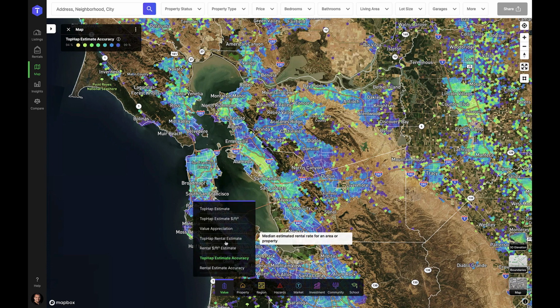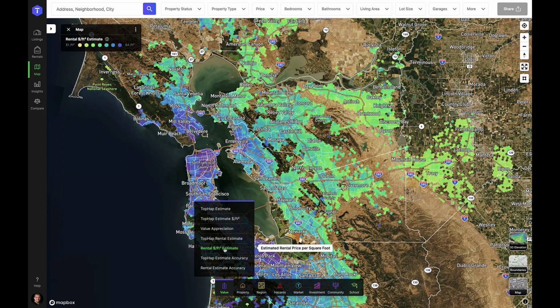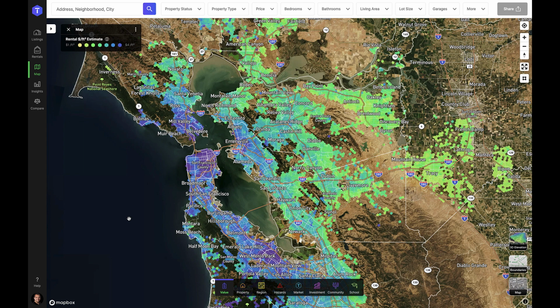The TopHap Rental Estimate, TopHap Rental Price per Square Foot Estimate, and the Rental Estimate Accuracy layers are analogous to the TopHap Estimate layers, except that they depict monthly rental rates. Please note that the Rental AVM is not available in some places due to the lack of comparable rental history.